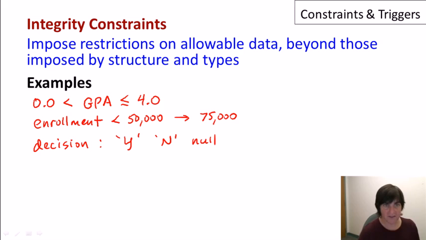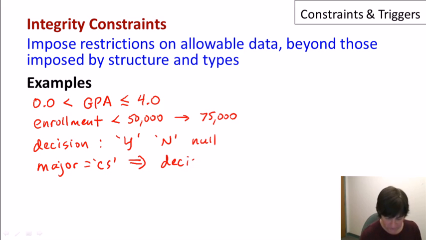Here's a little more complicated one. Maybe we'll want a constraint that says no decisions have been made on CS applications. So if our major equals CS, then this is a sort of logical implication, then our decision is still equal to null.